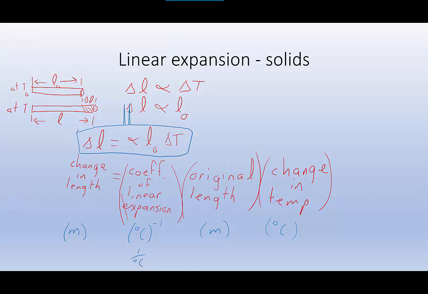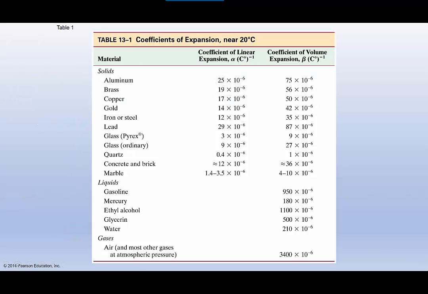Let's take a look at the table of coefficient of linear expansion values. It is table 13.1 from your textbook, so you can find it.